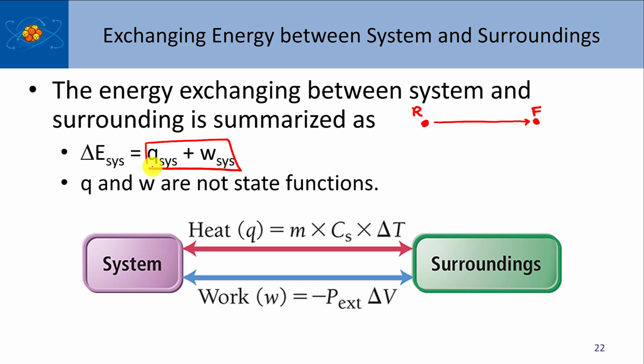But now here's the deal. The change of internal energy will always be a state function. So even though Q and W aren't state functions, when you add them together, conservation of energy says that has to be the change of the internal energy of the system, okay?